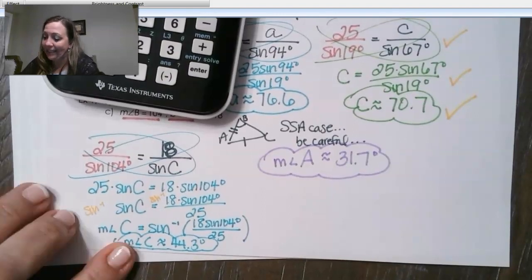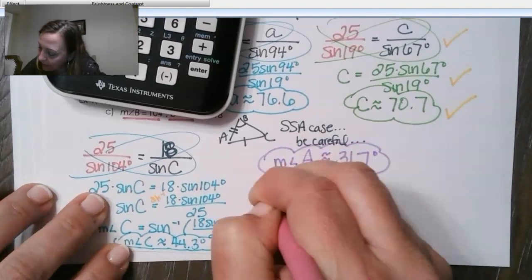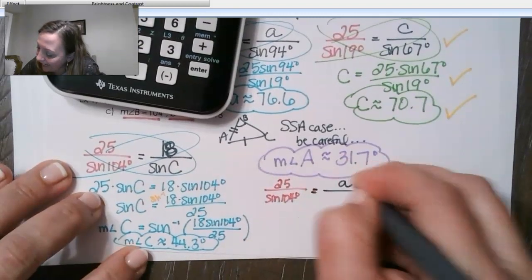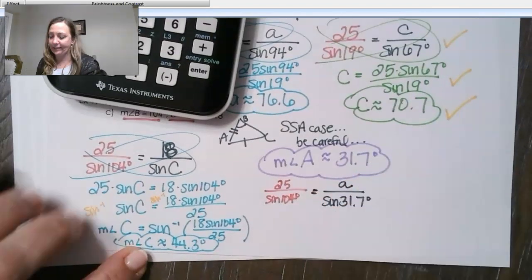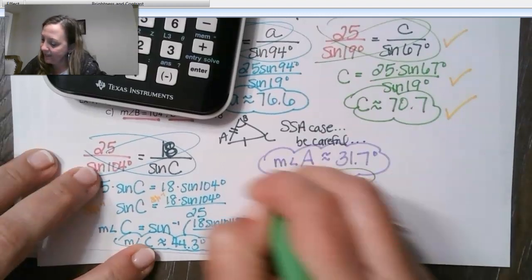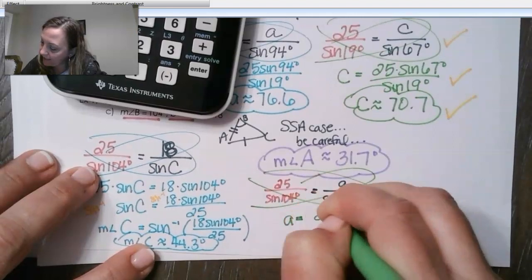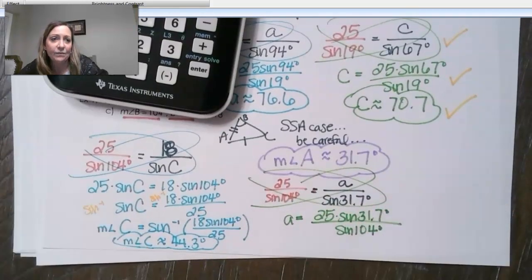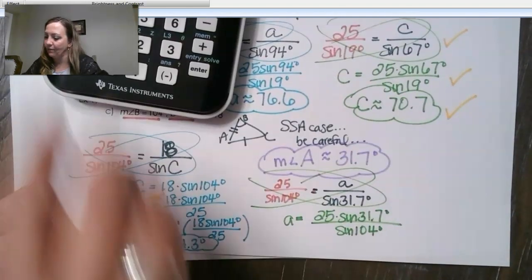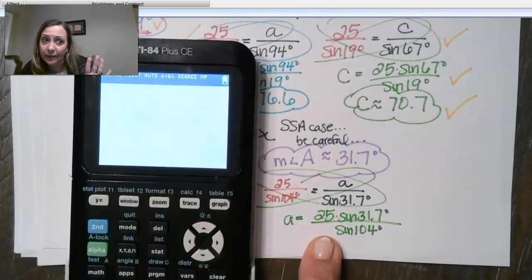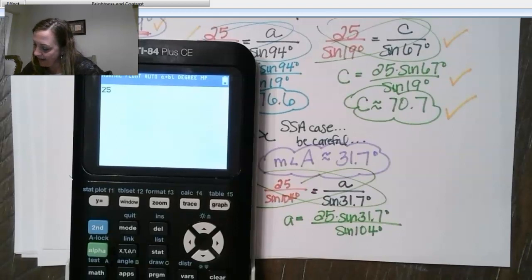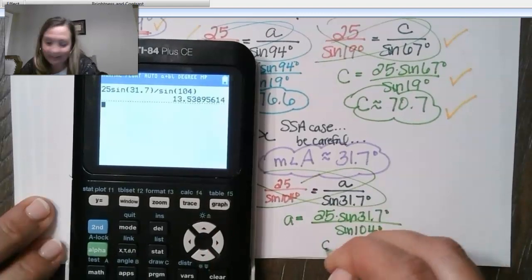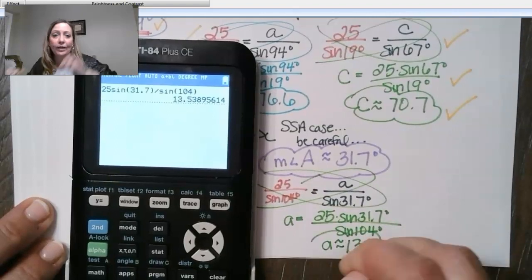Now we can find the last side. Again, I'm going to use these two that I know for a fact, 25 and the sine of 104. And now I can set that equal to side A over the sine of 31.7 degrees. And this now, because I'm not finding an angle, looks much more similar to what we had done in the past in the other examples. So I can see this is going to be the same as 25 times the sine of 31.7 over the sine of 104. So let's see what that is. Again, we don't need inverse here, right? Because we're not looking for an angle. We're just taking 25 times the sine of 31.7 over the sine of 104. And that tells me that side A is about 13.5.